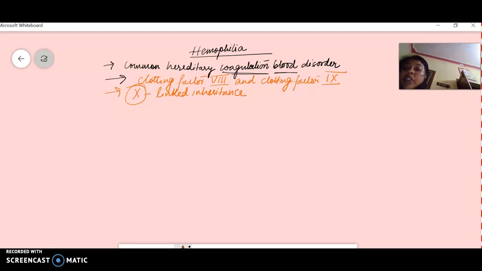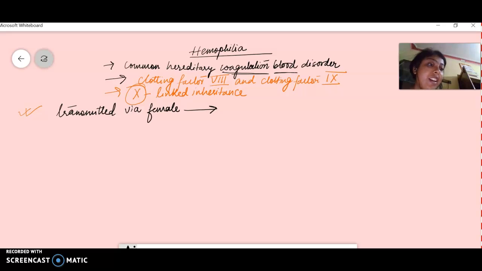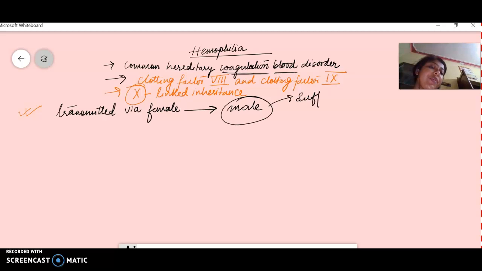Now, one of the very important factors which we all need to know is that it is transmitted via the female. So the female is the one who is transmitting it, and the male is the one who is getting affected and suffers. So the transmitters are the females, whereas the sufferers are the males. Females carry a single mutated gene.